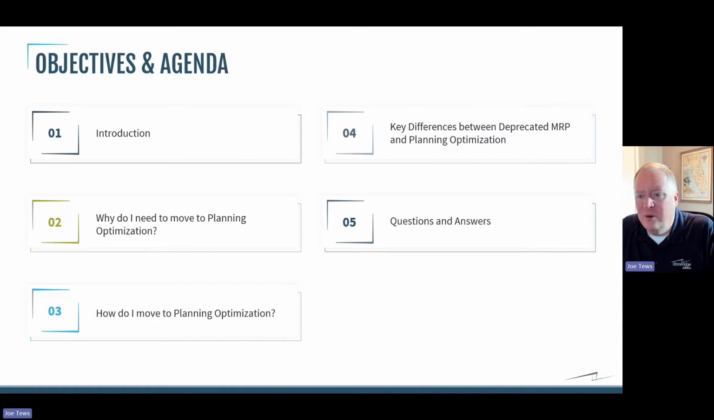In today's session, we're going to talk about why you need to move to, or consider moving to, planning optimization, how you go about moving to planning optimization. We'll talk about some of the key differences between the deprecated MRP and planning optimization. And finally, at the end, we'll have some time for questions and answers. So without further ado, let's talk about planning optimization.